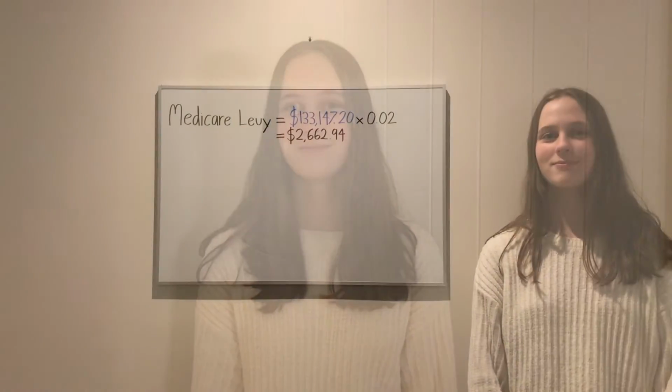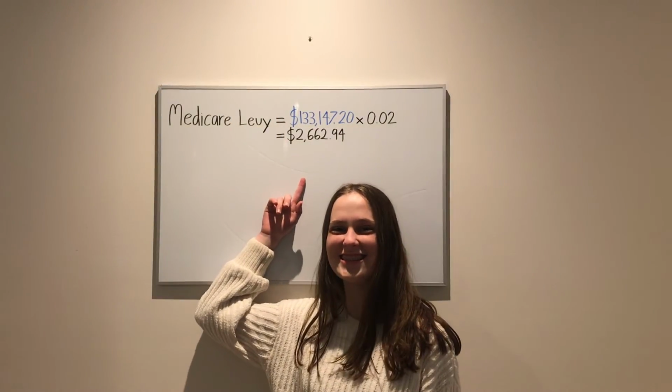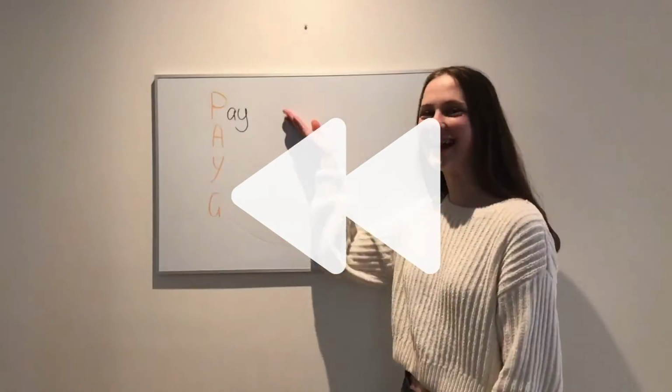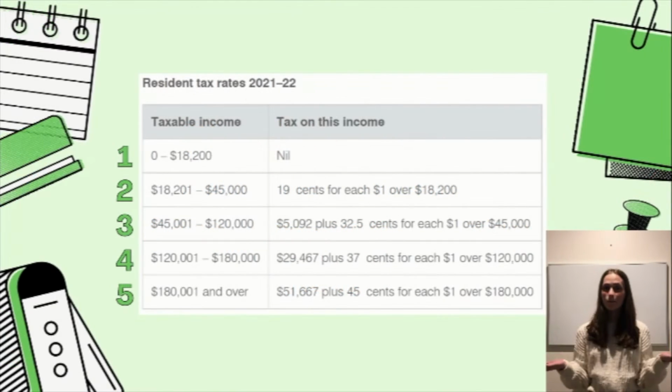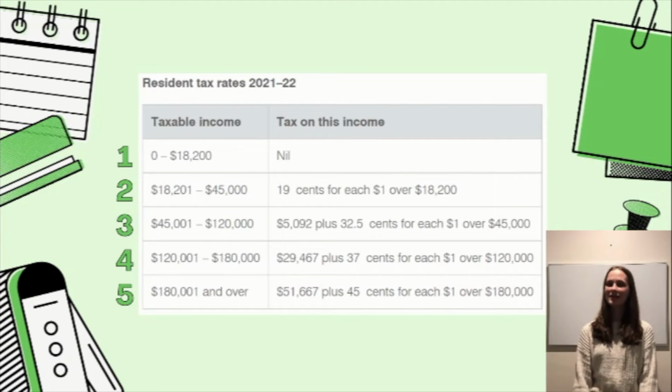Let's start with that. Quick! Do you remember the formula? It's 2% of your taxable income. The Medicare levy equals this. To determine the tax payable, we use the formula from earlier. Do you know what bracket Percy's taxable income fits into? It's the fourth bracket.